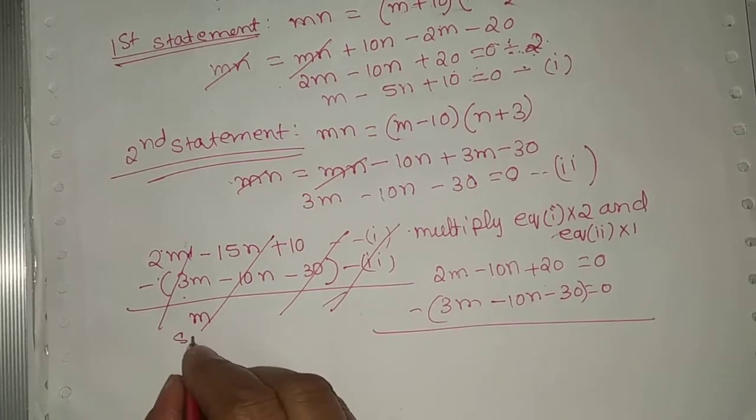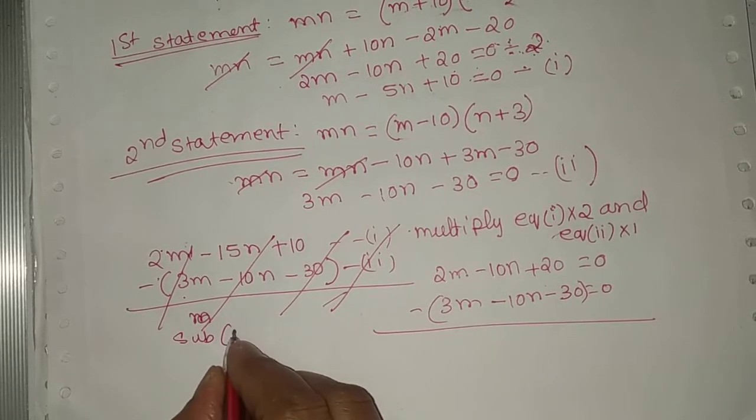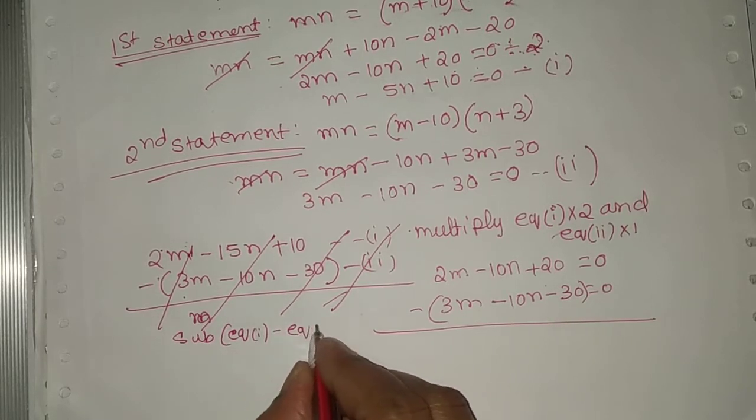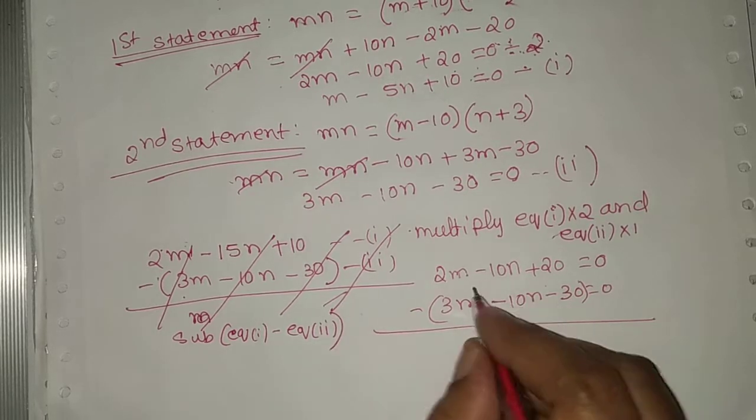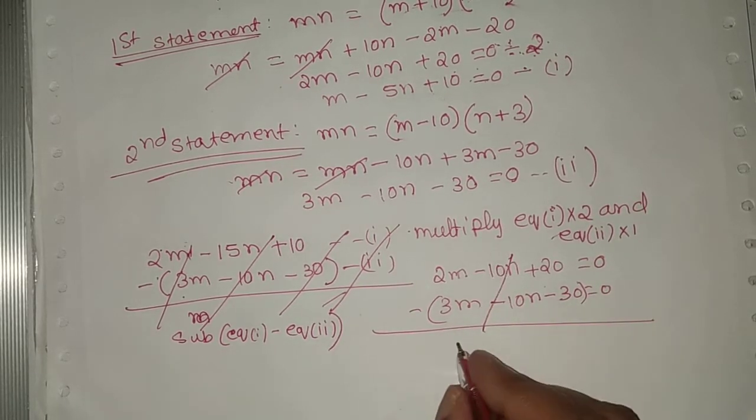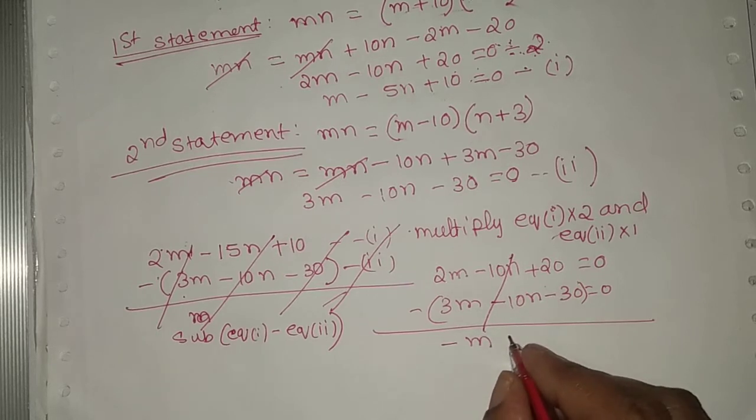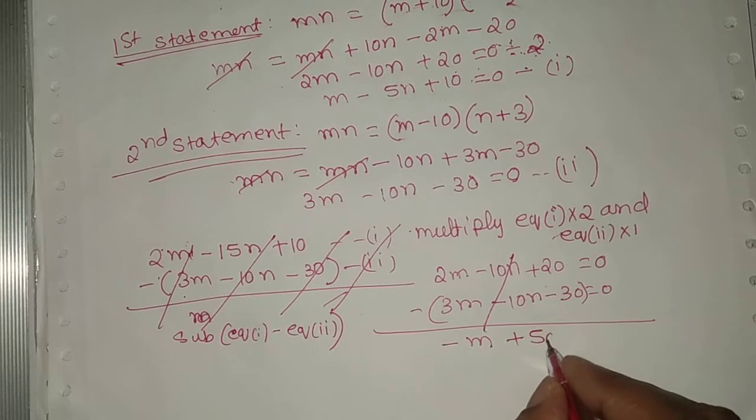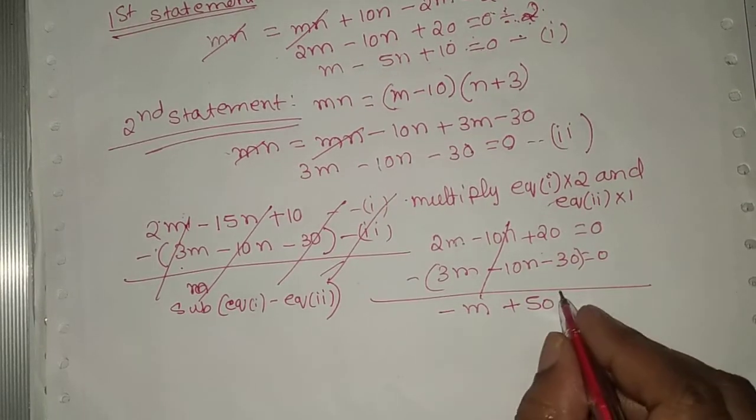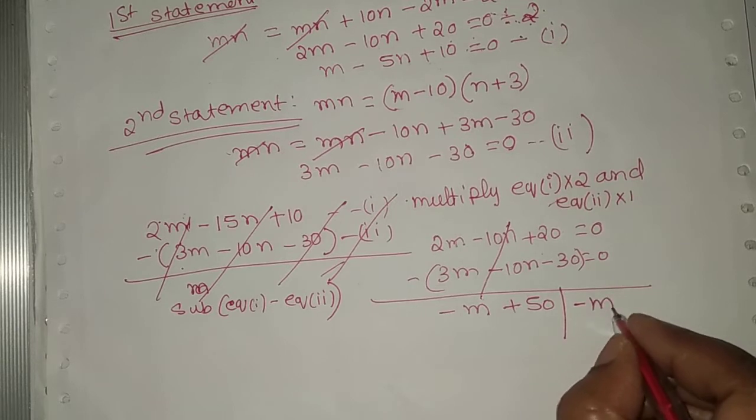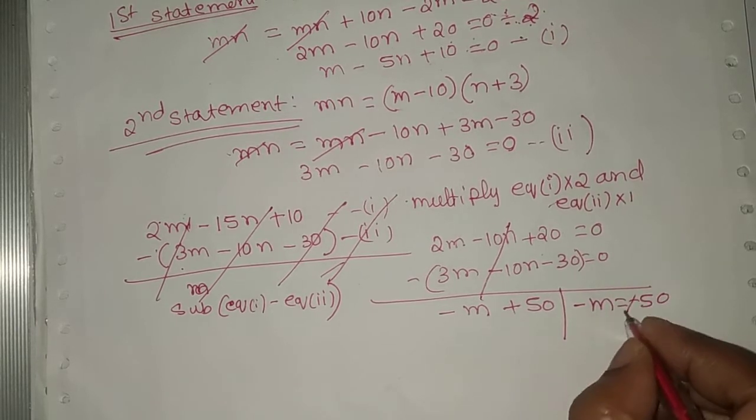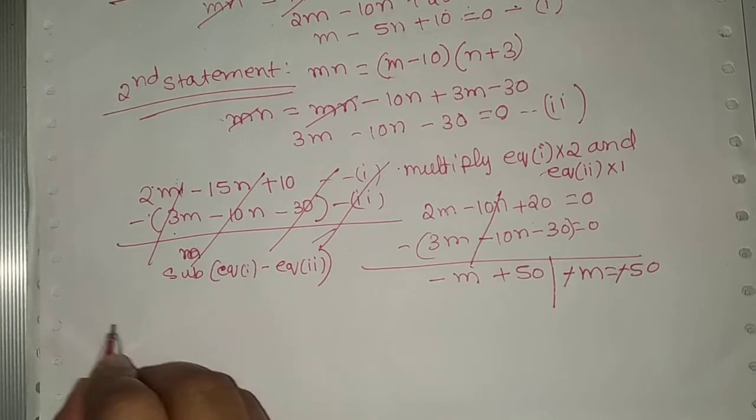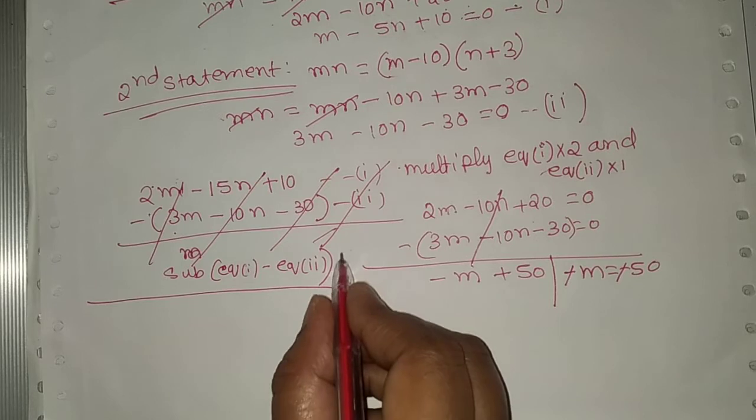Now I'll subtract: equation 1 minus equation 2. So what happens here? The n terms cancel. Then we get minus m, and here plus 50. So finally I'll write: minus m is equal to minus 50. The minus signs cancel.